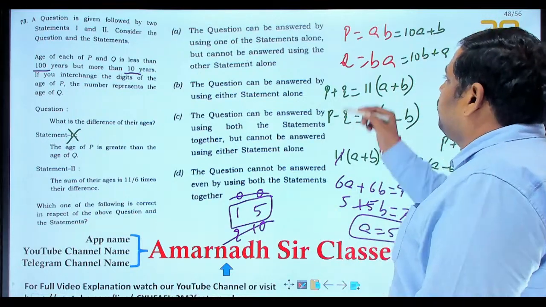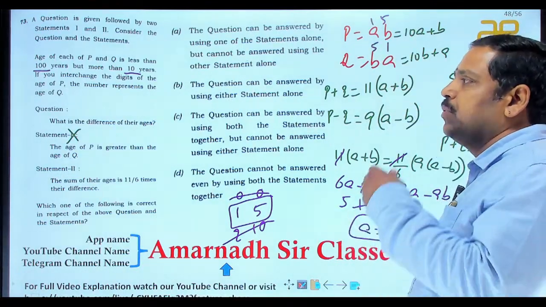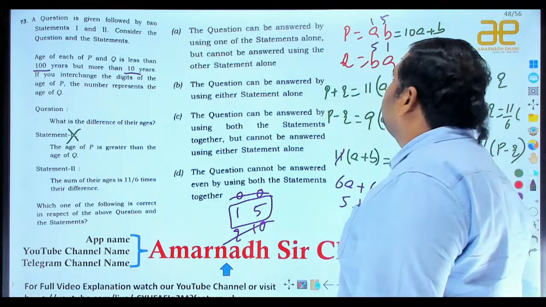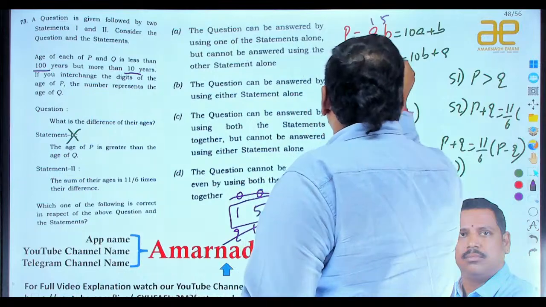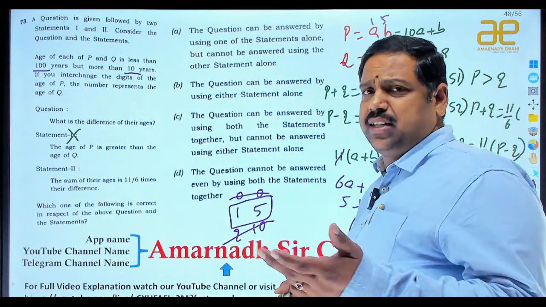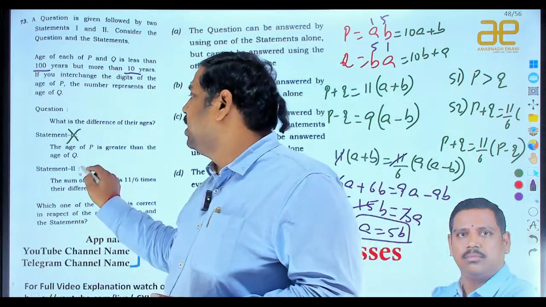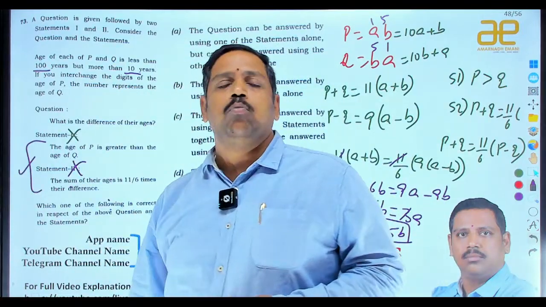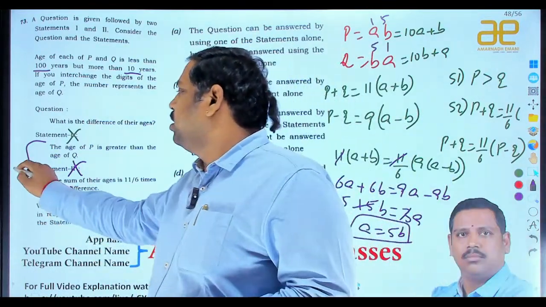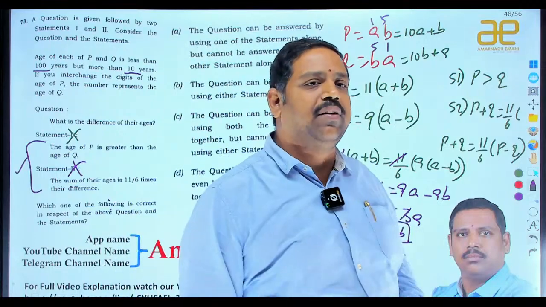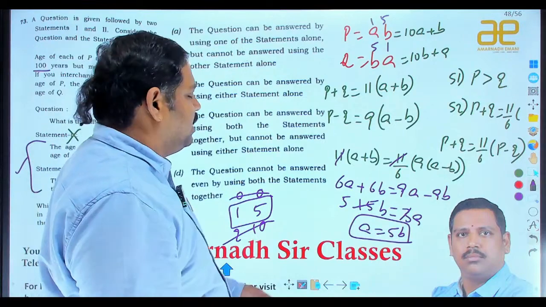So what is the age of P? 15. What about Q? It will be 51. So you got the difference: 51 minus 15 means the gap is 36. He's asking about the difference only. You got the answer when you took both together, not individually. So both together are mandatory to answer the given question. Some people, without doing this problem, will say the answer cannot be determined, but it can. So the answer is C.